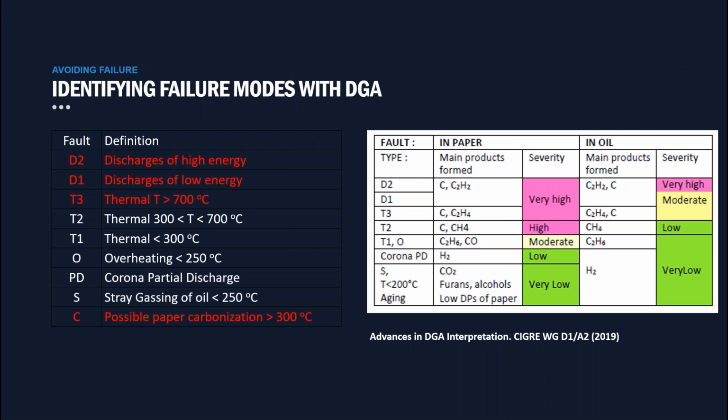We see that heating faults located in the paper, such as a T3 thermal fault, can be more severe to the transformer than if it's located in the oil. A D2 fault, discharges of high energy, is very severe regardless of paper involvement. A transformer failure is quite possible, and if you're fortunate enough to see the fault in time from your dissolved gas analysis results, you immediately need to retest your dissolved gas analysis and look for further condition information via electrical testing.